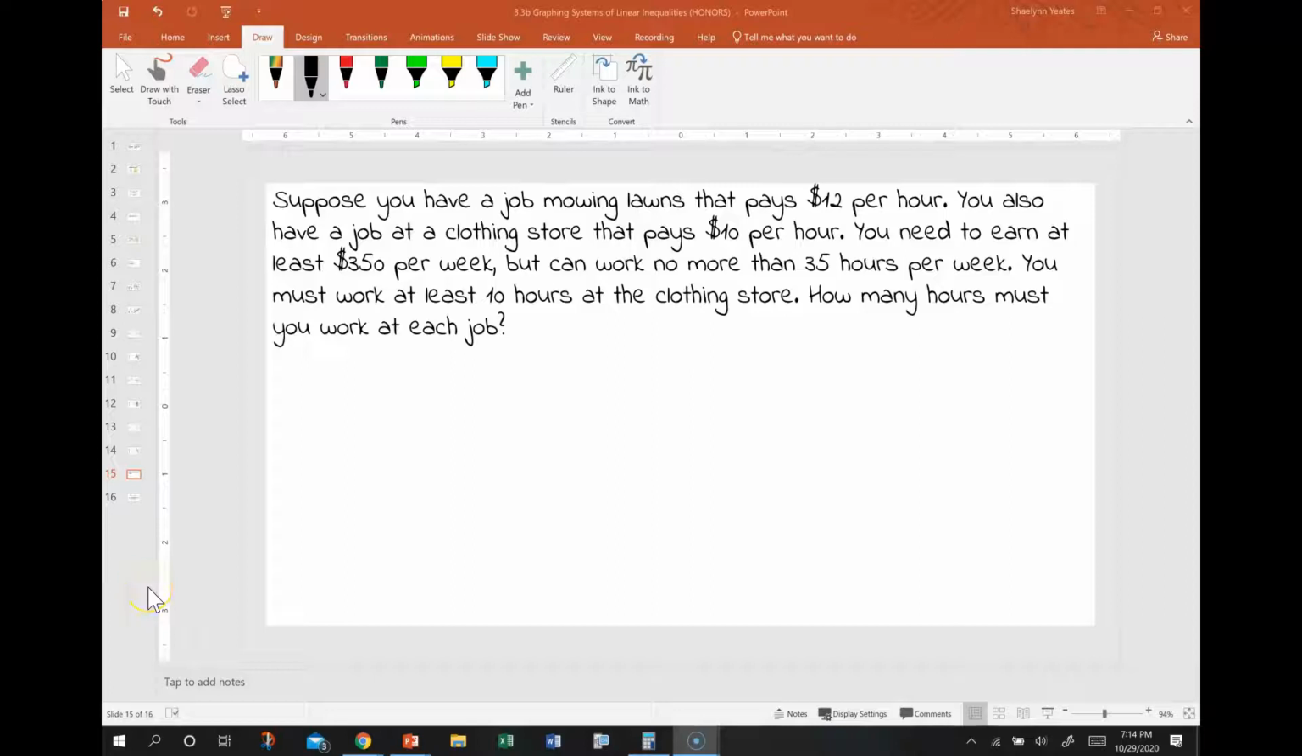All right, so word problem. Suppose you have a job mowing lawns that pays $12 per hour. You also have a clothing store that pays $10 per hour. You need to earn at least $350 per week. So at least, in order to earn at least, I cannot earn less than that.